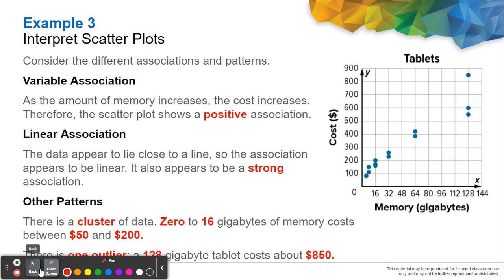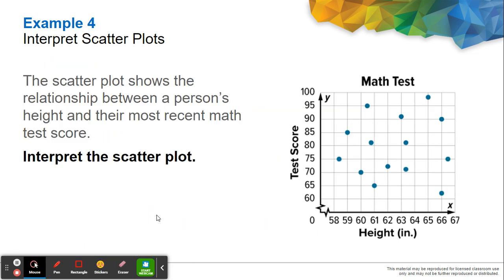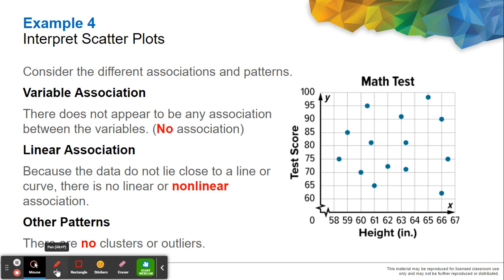Let's try one more. Take a look at this one. This one is very interesting. The scatter plot shows the relationship between a person's height and their most recent math test scores. Do you believe that if you are taller, you will have higher scores in math? Let's find out. If you observe this scatter plot, you will see that there is no association between the height and the test scores because our dots here are randomly scattered in our coordinate plane. It doesn't mean that the taller you are, the higher the test score is.